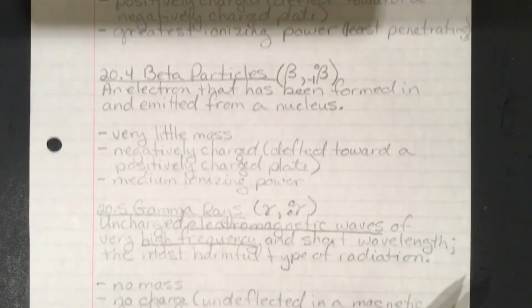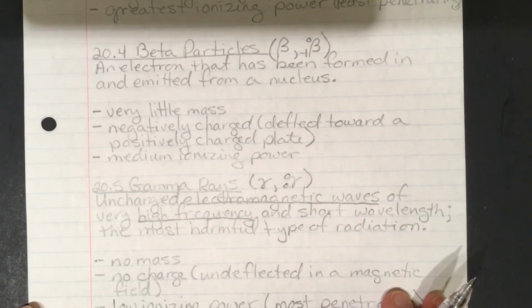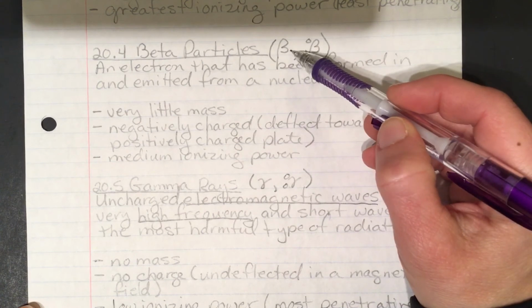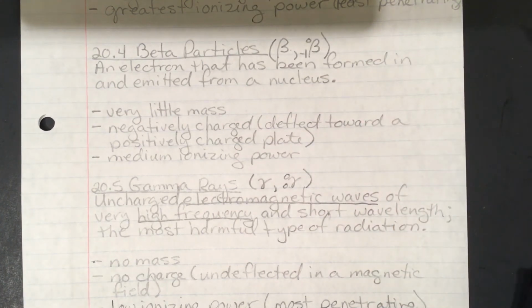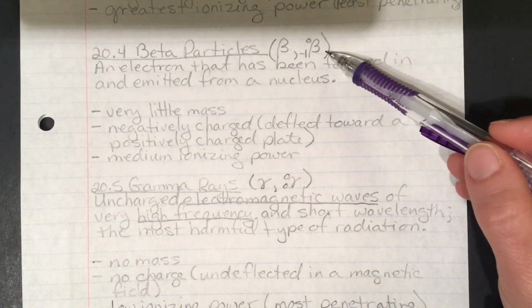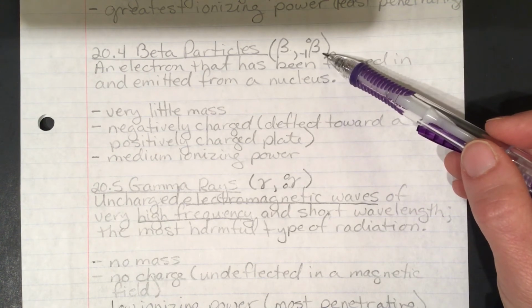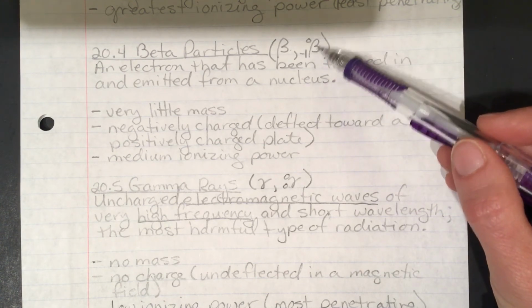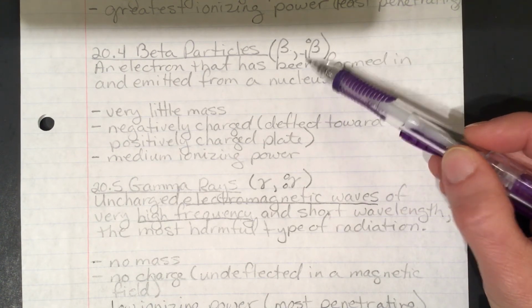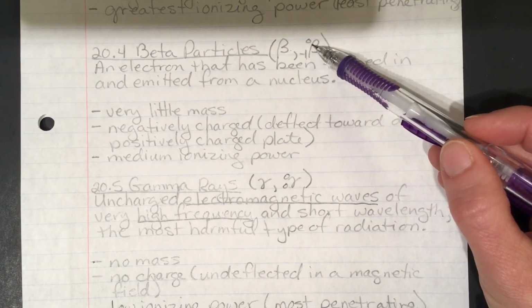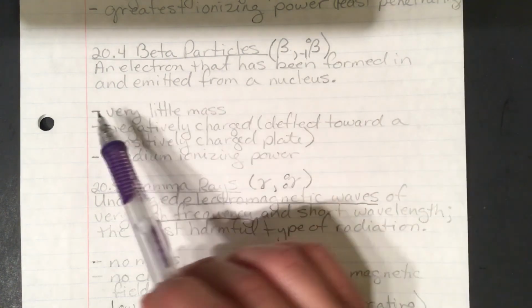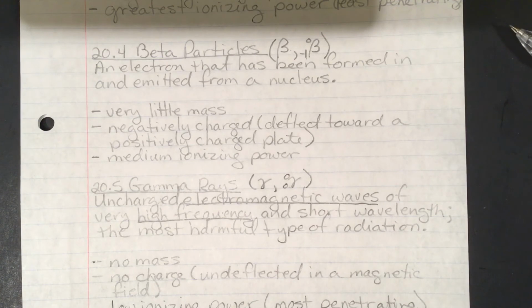The second particle is the beta particle. So we have our Greek letters. And the notation we'll use when we write our reactions is this, with a -1 charge and 0 mass. So this is essentially an electron that has been formed in and emitted from a nucleus.